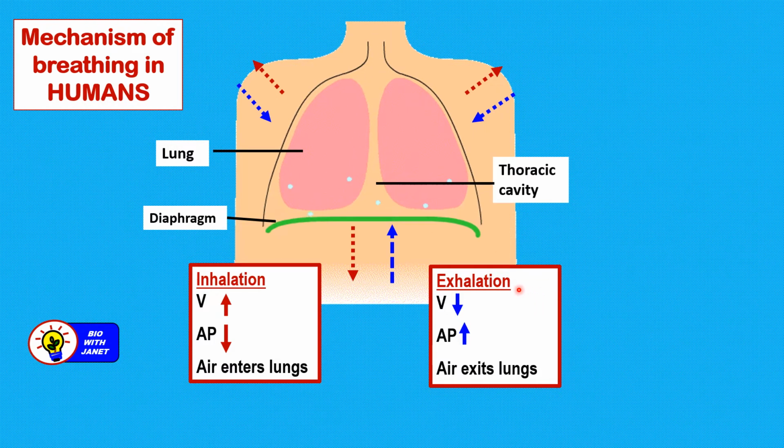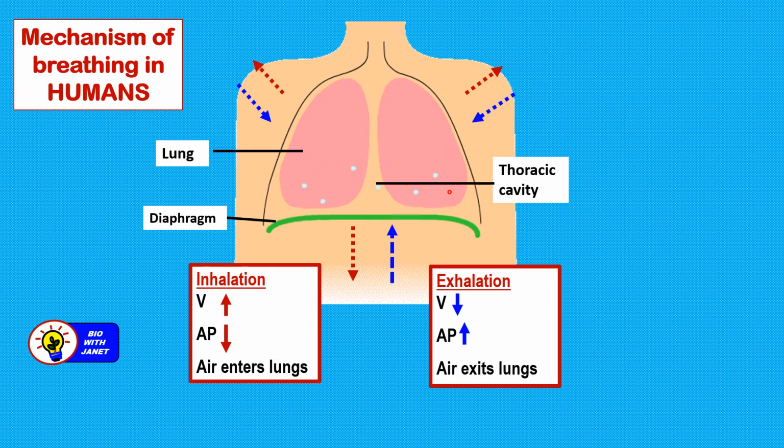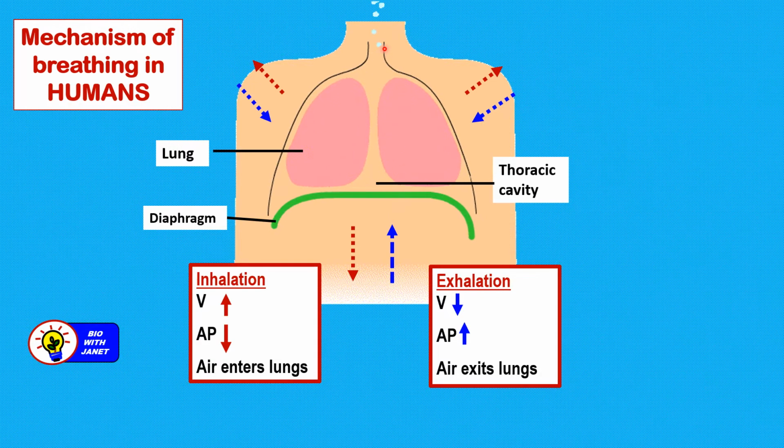On the other hand, for exhalation, the volume of the thoracic cavity is decreased, as shown by the blue arrows here, when the ribcage moves downwards and inwards, and the diaphragm muscles relax so that the diaphragm curves upwards. So this reduces the volume of the thoracic cavity so that the air pressure inside increases and is higher than the air pressure in the atmosphere. Thus, air is pushed or forced out of the lungs in exhalation.